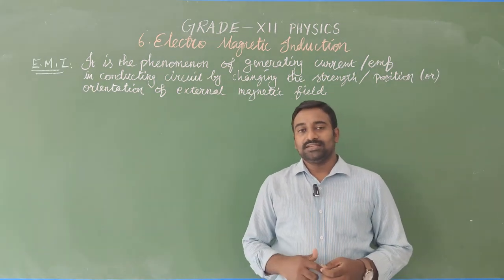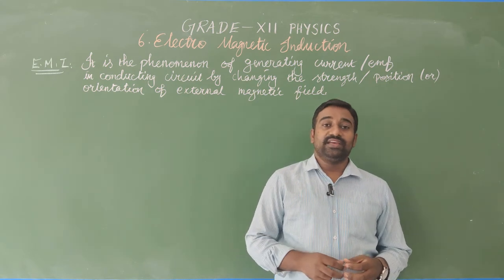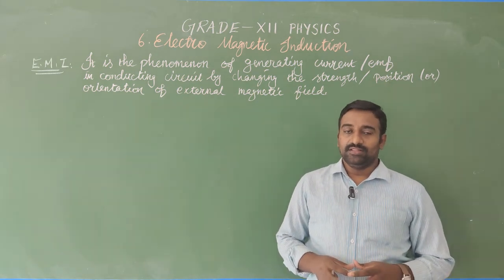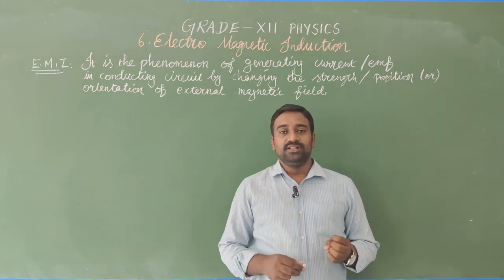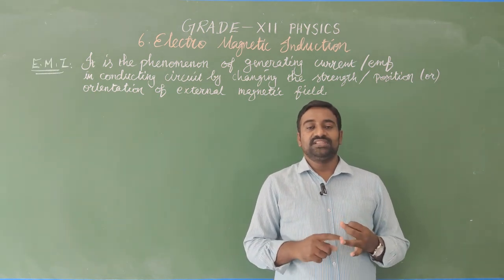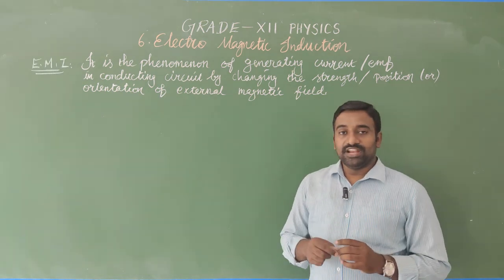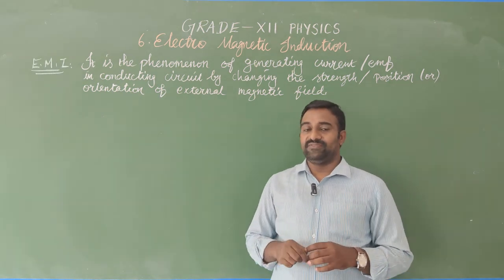So last class we had discussed the lessons magnetism and matter and the elements of earth's magnetic field. There are three elements of earth's magnetic field: one is inclination, declination, and then the horizontal component of earth's magnetic field. And how to determine the horizontal component of earth's magnetic field.